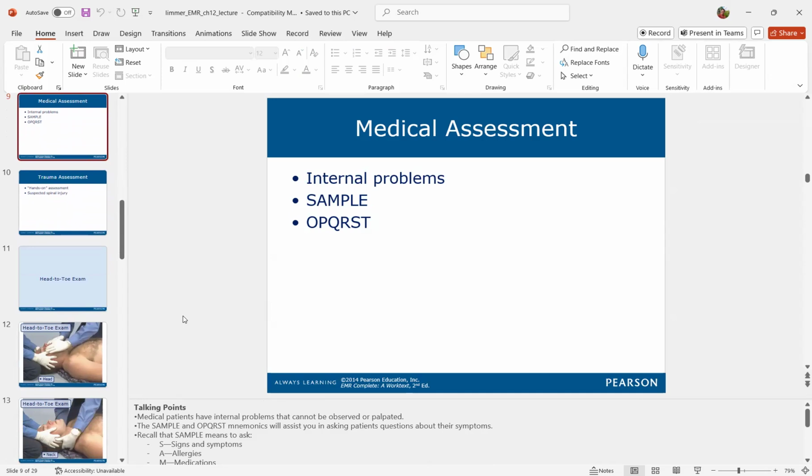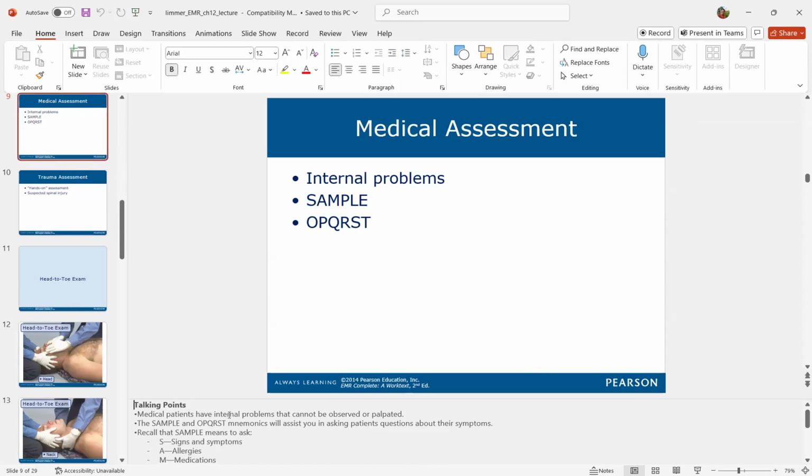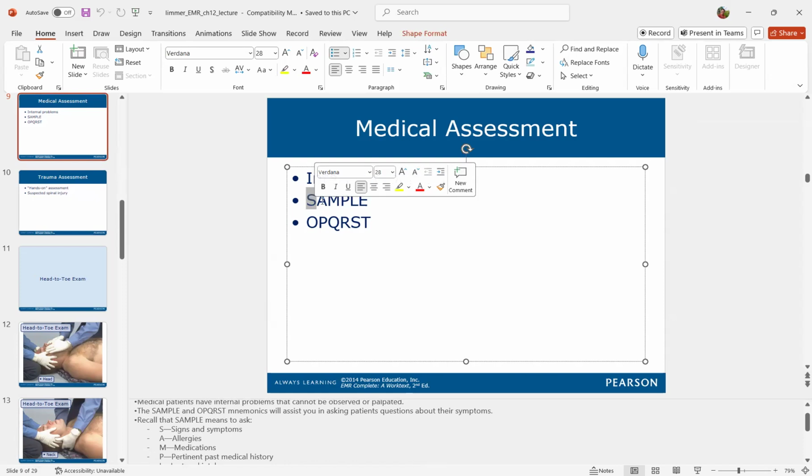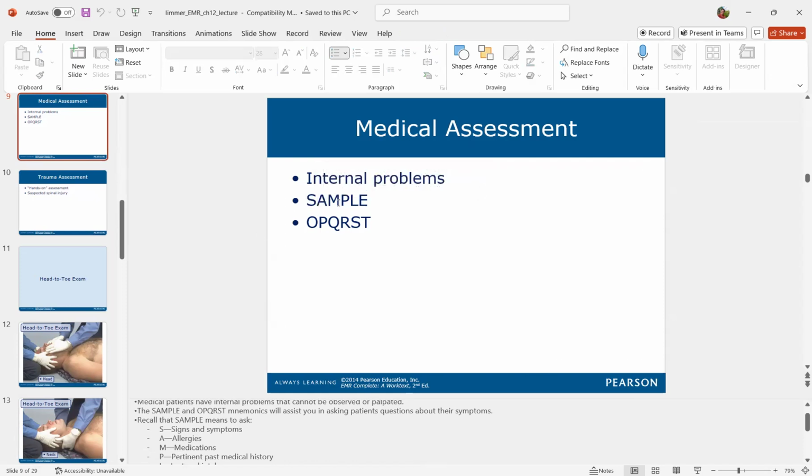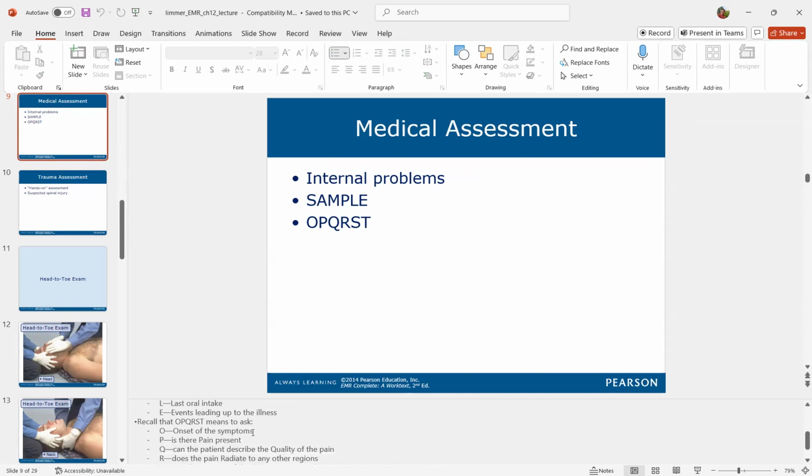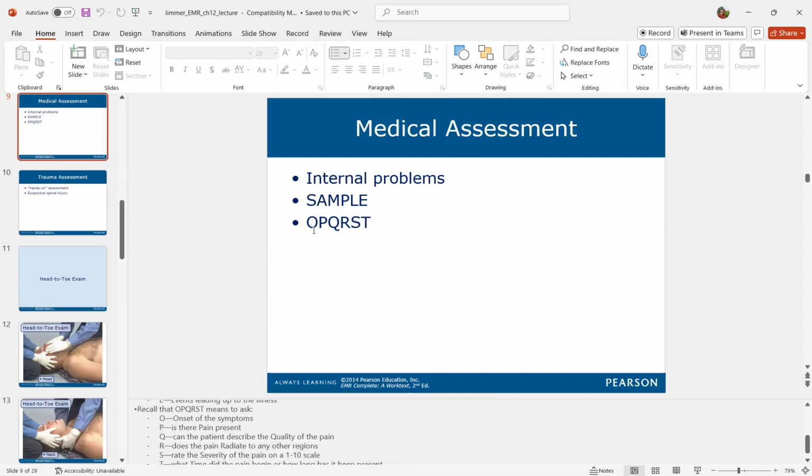We're going to use the mnemonics SAMPLE and OPQRST to assist us in remembering which questions to ask these patients. So again, remember, S is our signs and symptoms. A is allergies. M is medications. P is past medical history. L is our last oral intake. And E is events leading up to the illness or why they called us. Throwing in OPQRST, and I'll show you why this is important on those sheets when we're done with this chapter. O is onset. So when did it start? P is provocation. Is there pain present anywhere else? Does it go anywhere else?